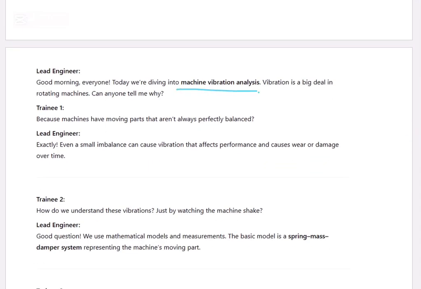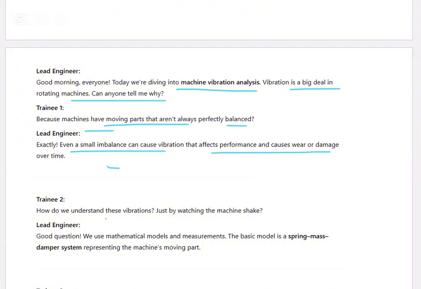Today we are diving into machine vibrations. Why are vibrations a big deal in rotating machines? Can anyone tell me why? Because machines have moving parts that are not always perfectly balanced. Even a small imbalance can cause vibration that affects performance and causes wear and tear over time.